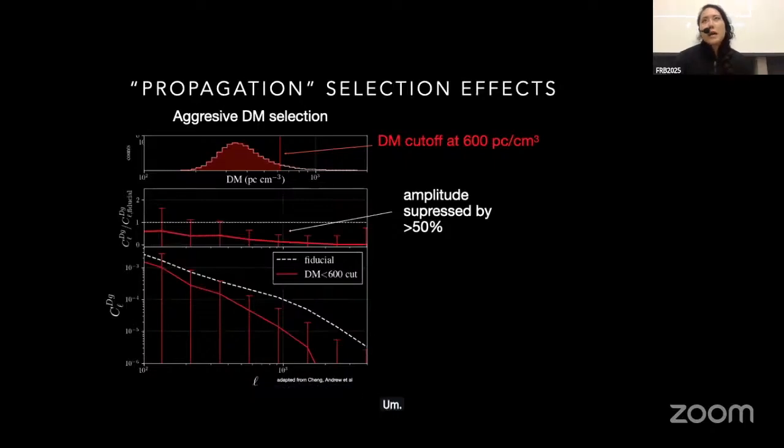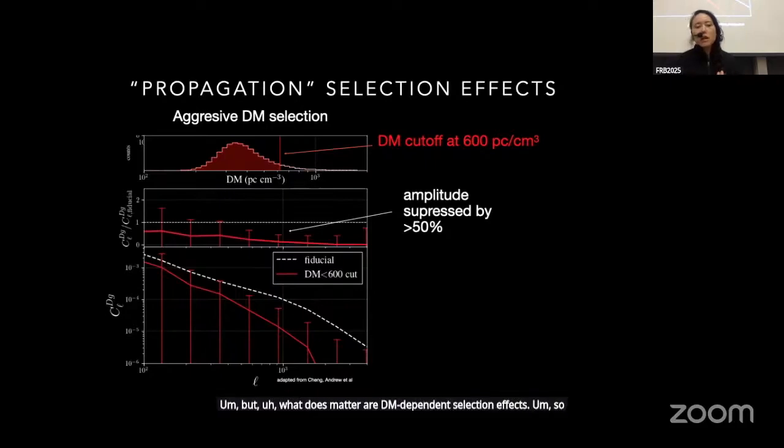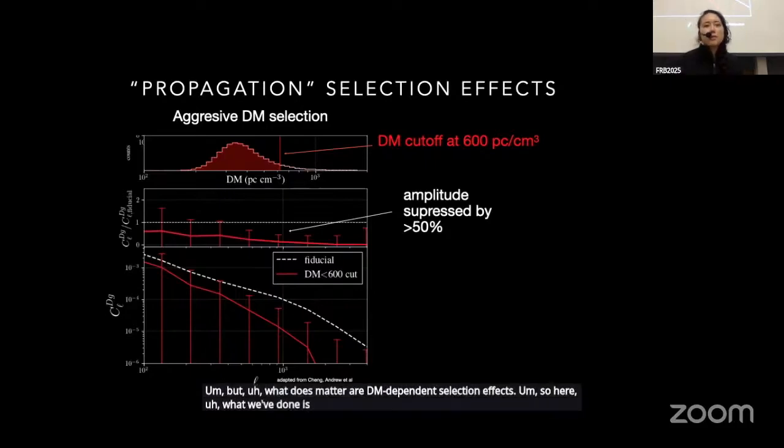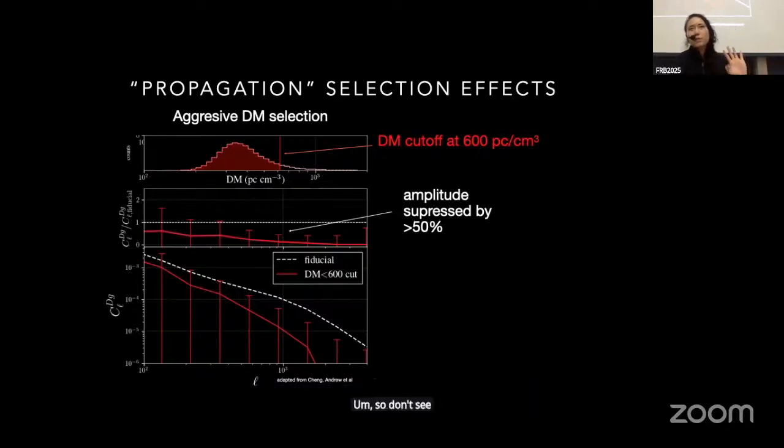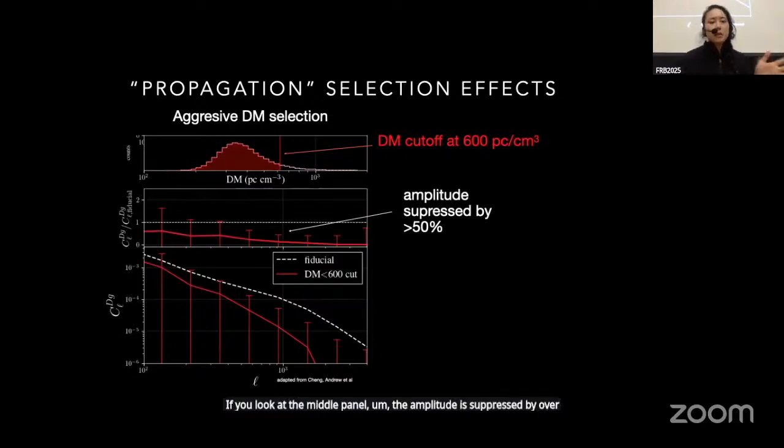But what does matter are DM-dependent selection effects. So here, what we've done is place a pretty aggressive DM cutoff at 600. So we don't see any FRBs with DMs that exceed 600. And if you look at the middle panel, the amplitude is suppressed by over 50% at small scales.